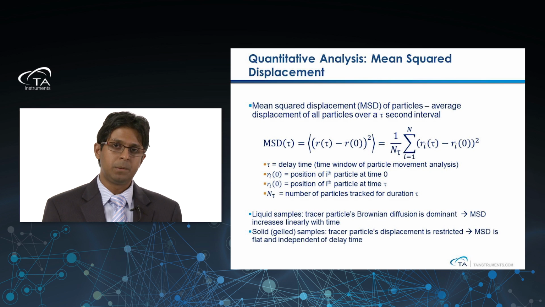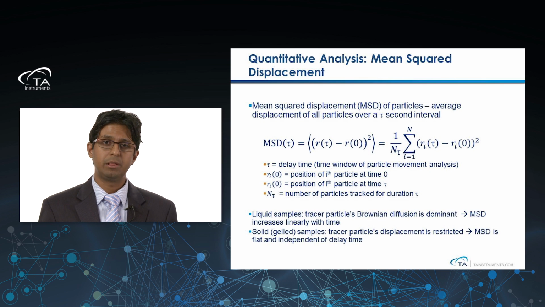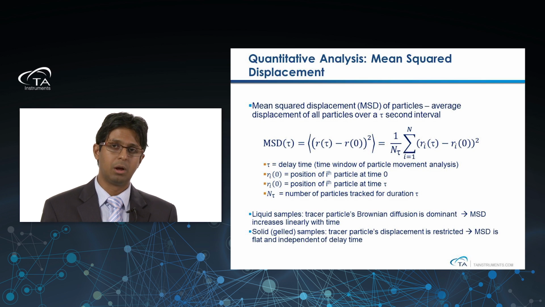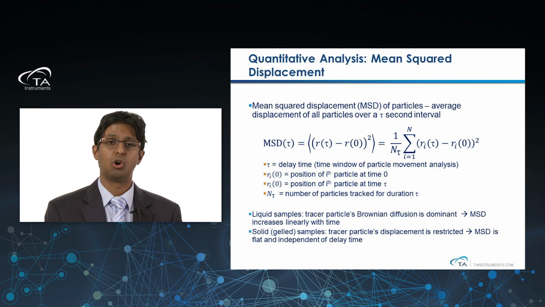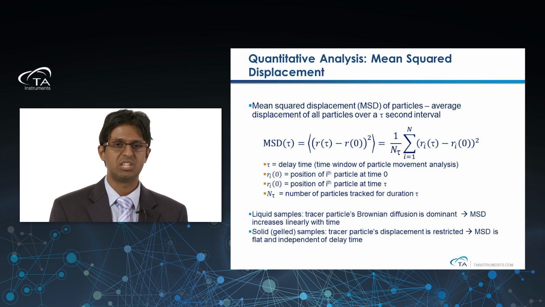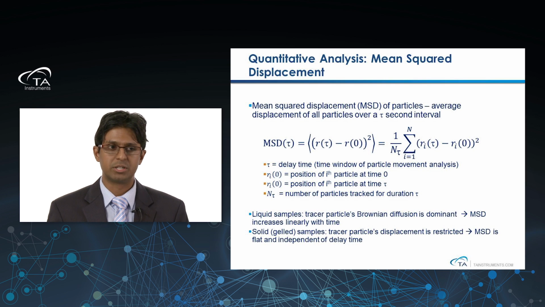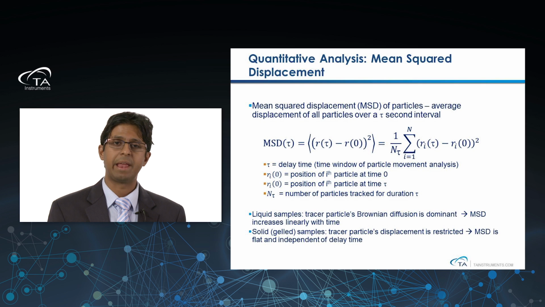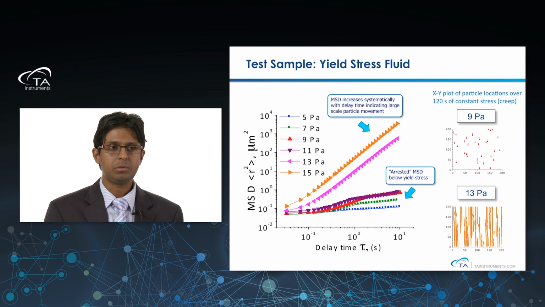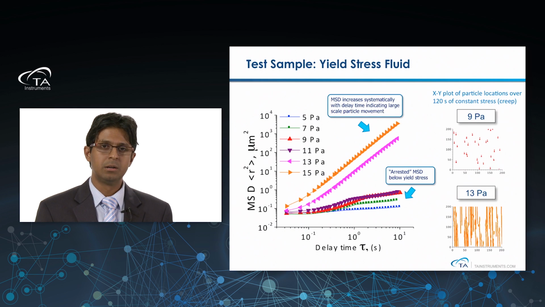In a liquid sample, there is nothing restricting the motion of particles, so you don't expect to see the particle at the same location. Particle displacement is always increasing as a function of time, so you would see the mean squared displacement systematically increase linearly with time. With a solid or a gel sample, the tracer particle motion is essentially restricted because of the matrix, so the MSD is more or less flat and independent of time. And that's exactly what we see here.